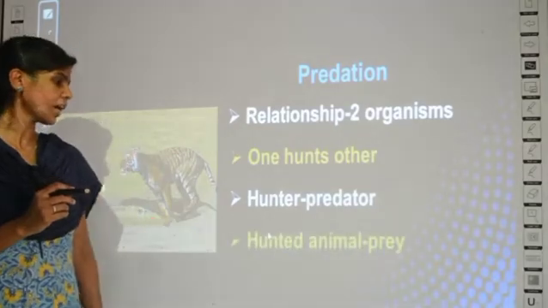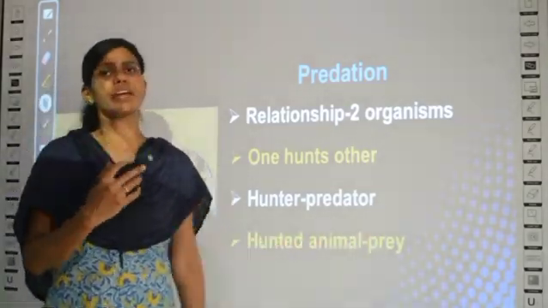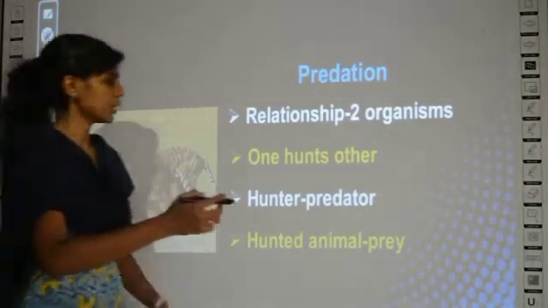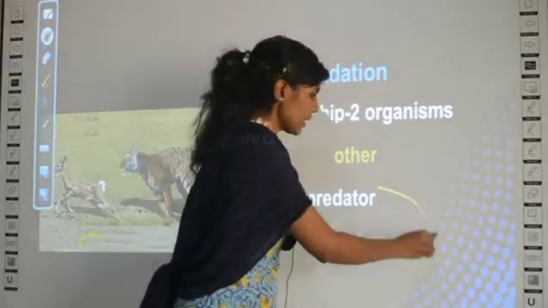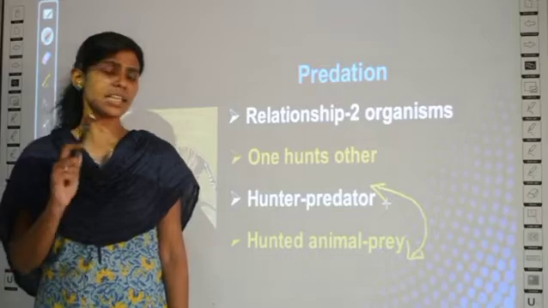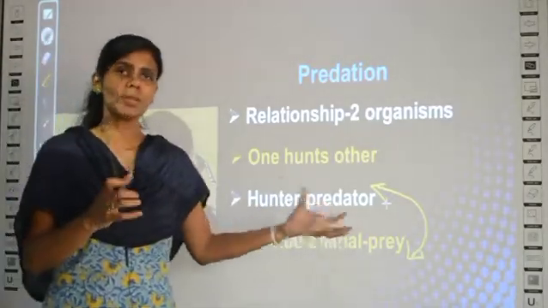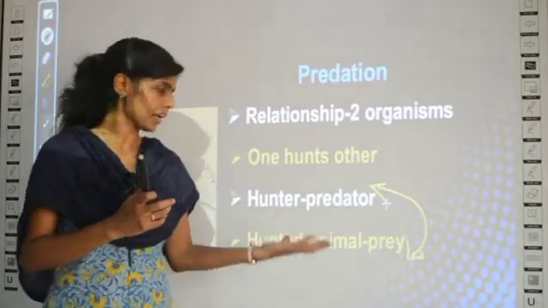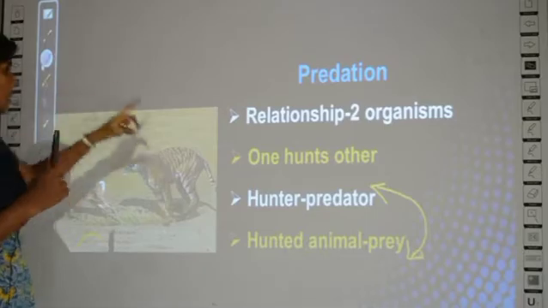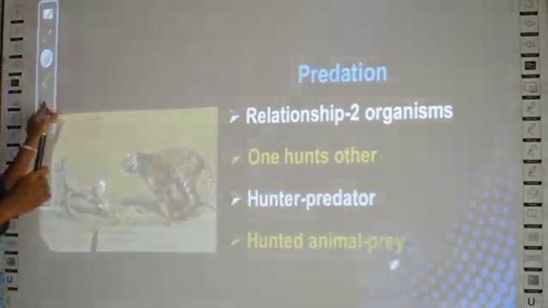Who is the other one? The other one, the hunted animal, is called the prey. So here the relationship between the organisms is predator and prey. One is called predator, the other one is called prey. The predator's function is to kill the prey, and the prey will die. Can you understand? So this is about predation. Let's see an example for this.